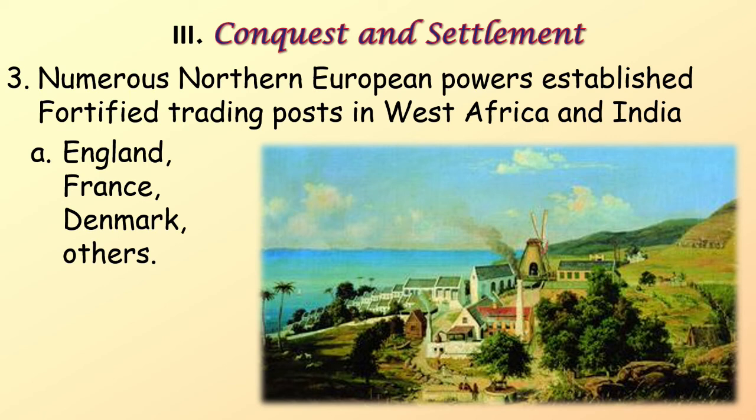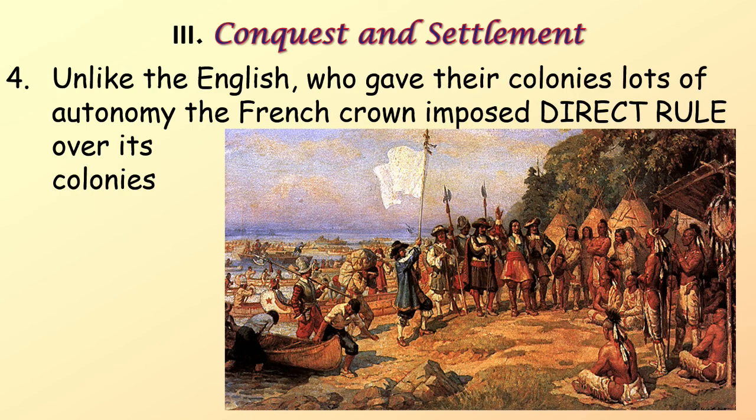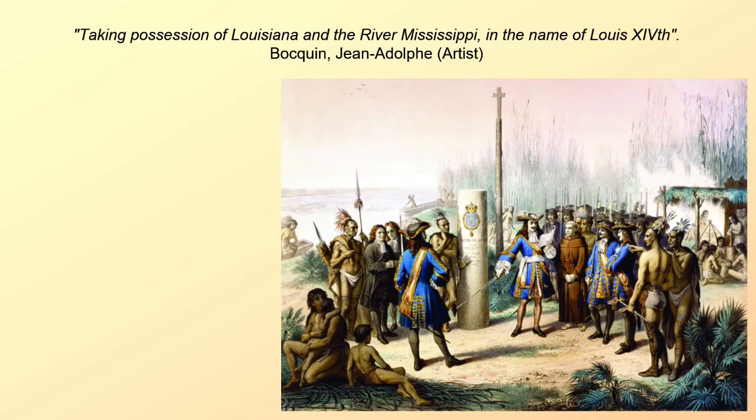Numerous Northern European powers established fortified trading posts in West Africa and India, and these included England and France and Denmark and others. Unlike the English, who gave their colonies lots of autonomy, the French crown imposed direct rule over its colonies. So here's a picture of the French taking possession of Louisiana and the Mississippi River in the name of Louis XIV.